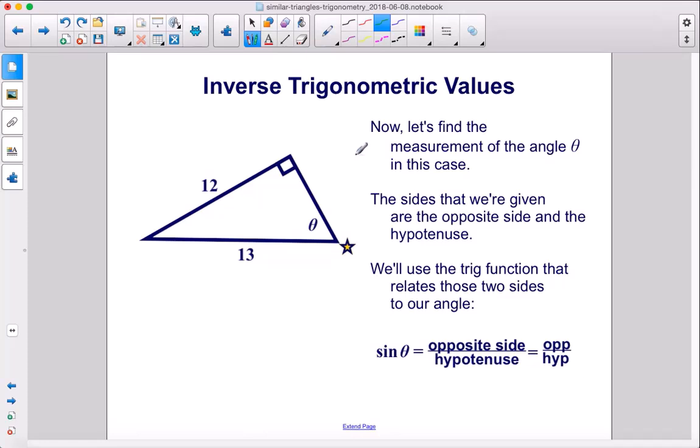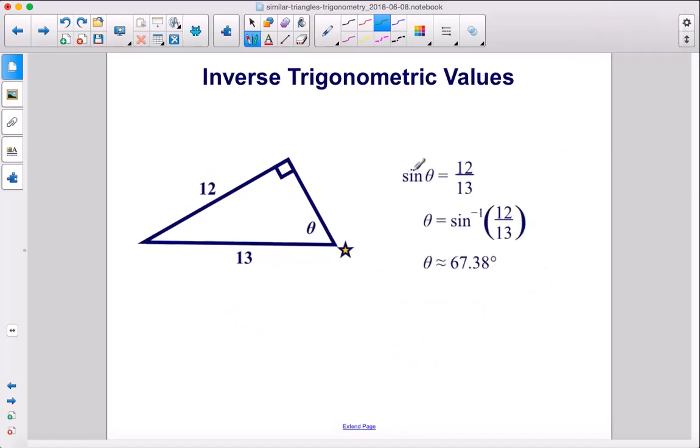Now let's find the measurement of the angle theta in this case. The sides that we're given are the opposite side and the hypotenuse. We'll use the trig function that relates those two sides to our angle. So if we have opposite and hypotenuse, that's sine theta. Remember, SOHCAHTOA, so is SOH, which is opposite over hypotenuse. Since sine theta is opposite over hypotenuse, that's 12 over 13. Therefore, we can do the inverse sine of 12 over 13, and we get that theta equals about 67.38 degrees.